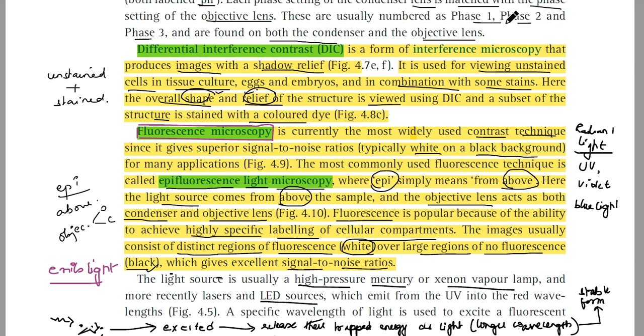So we will be revising what we did in epifluorescence microscopy. We discussed that epifluorescence microscopy, if we break this term, epi means above. That means the light source comes from above the sample in an epifluorescence microscope, and the objective lens here acts as both condenser and objective lens. Clear?